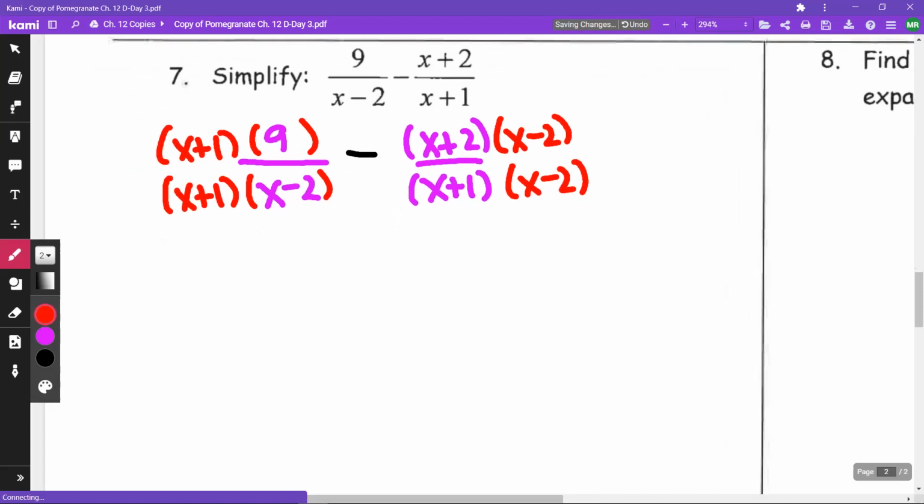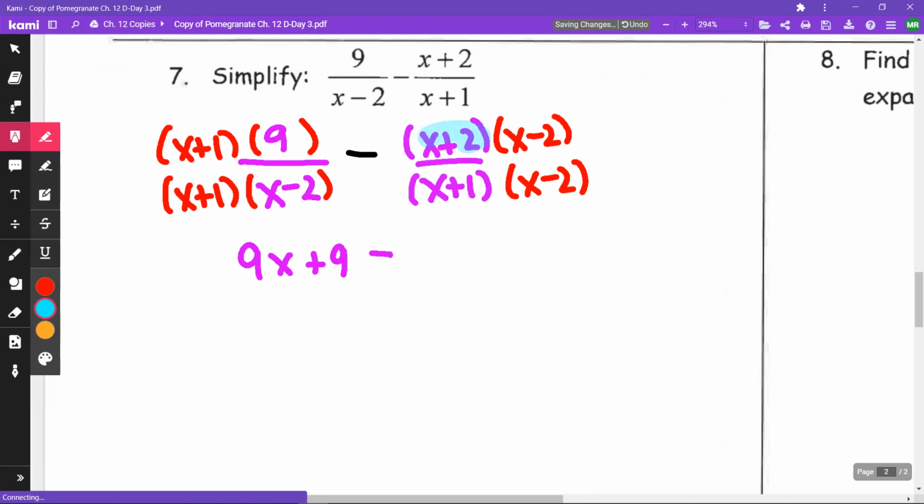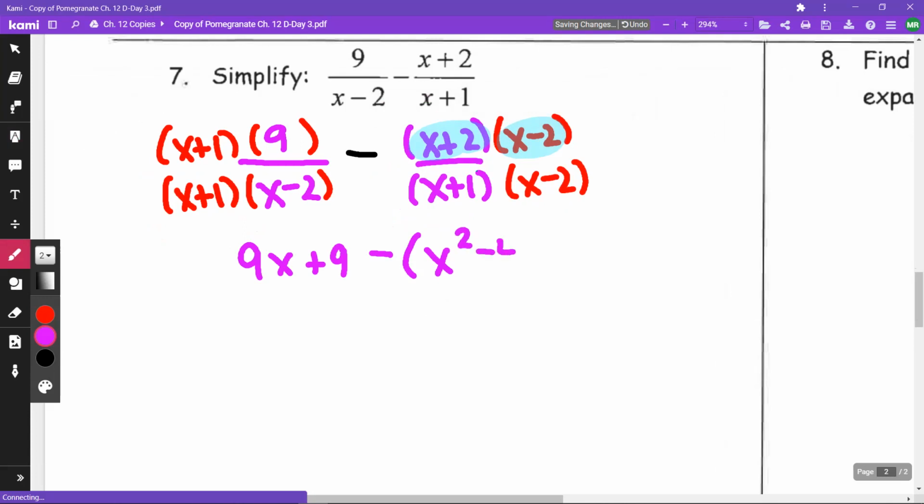So now what I'm going to end up getting is a 9x plus 9 minus, and when I multiply out x plus 2 times x minus 2, remember that is a difference of 2 squares. Now there's a minus in front, so I'm going to put a parenthesis. So when I do x plus 2 times x minus 2, that's x squared minus 4. It's nice if you know how to do that fast, otherwise do a box. Over x plus 1 times x minus 2.